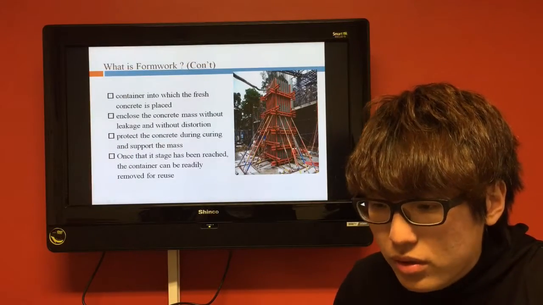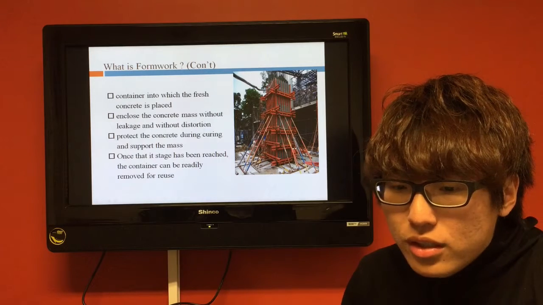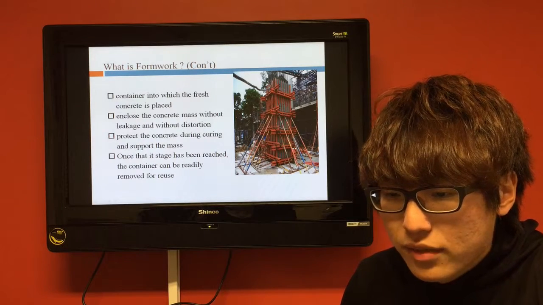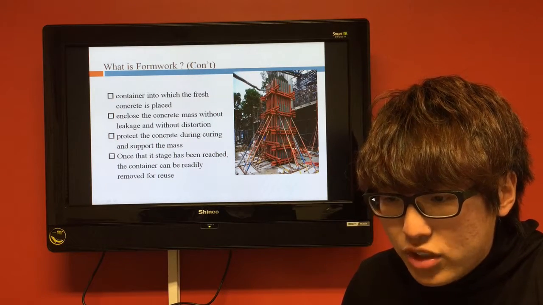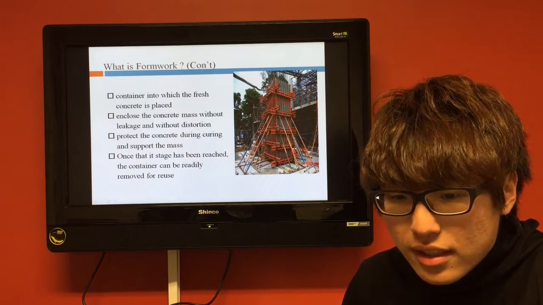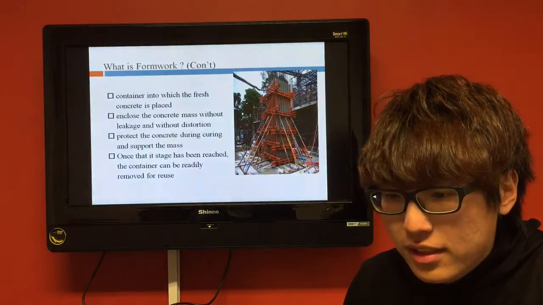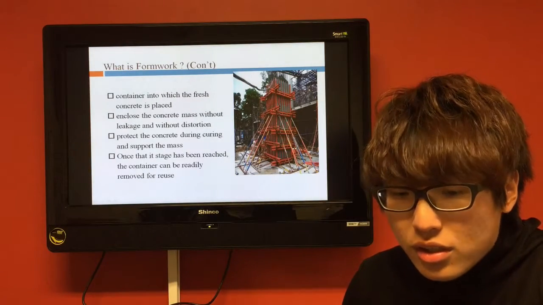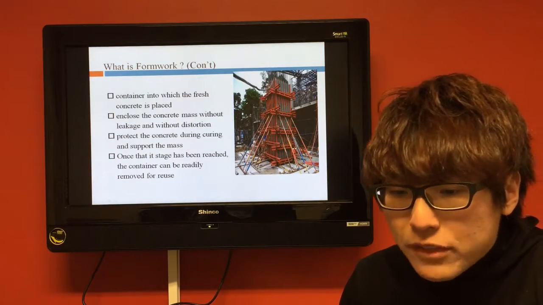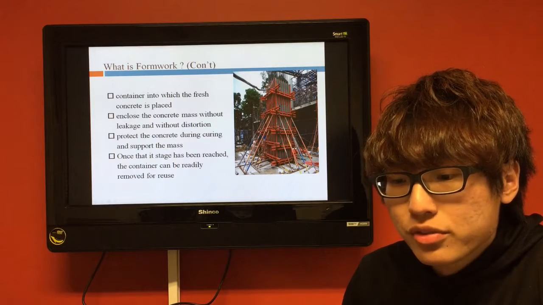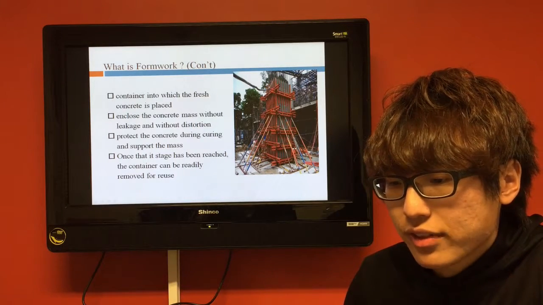Formwork must also protect the concrete during curing and support the mass until sufficient strength has been achieved to enable the newest cast concrete itself to contribute structurally. Once each stage has been reached, the formwork must be such that it can be removed for reuse in further construction.